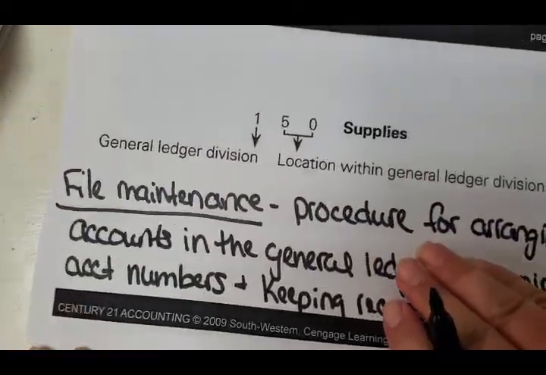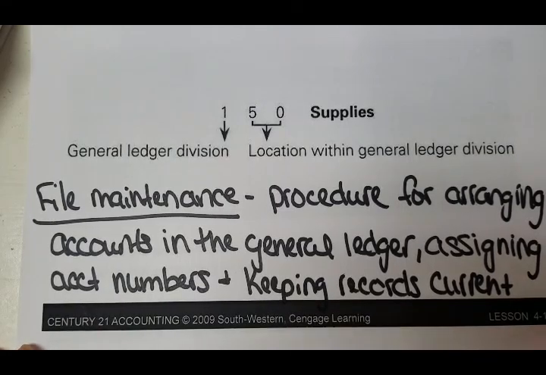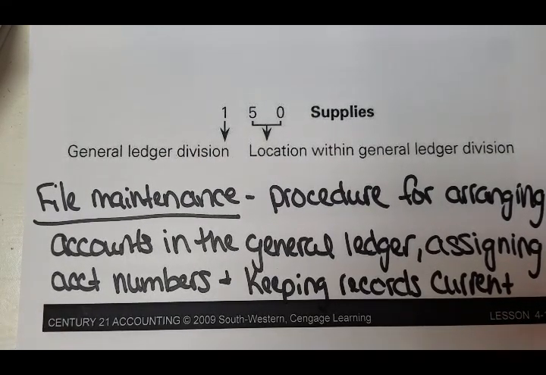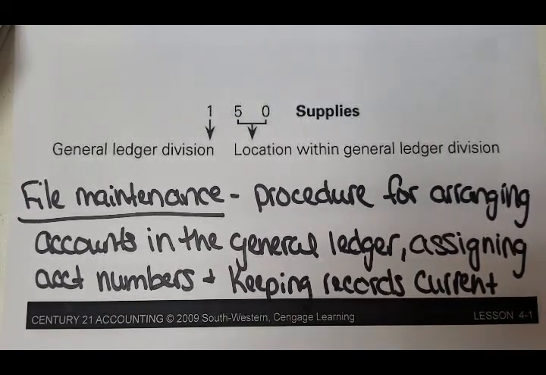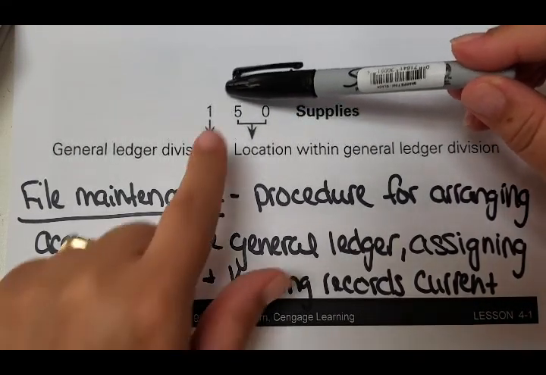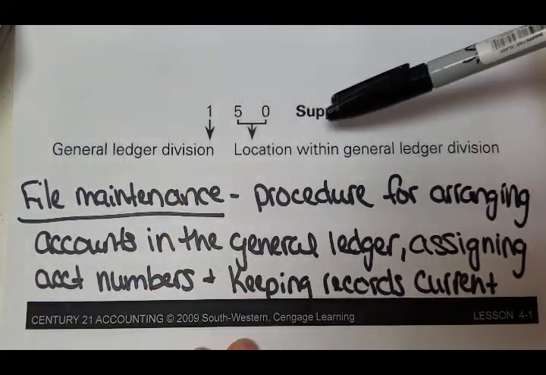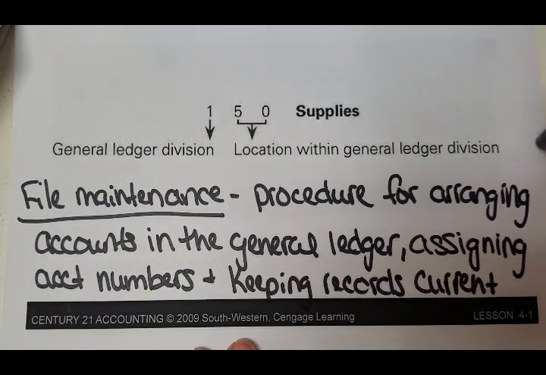So file maintenance is the procedure for arranging accounts in the general ledger, assigning account numbers, and keeping the records current. So like I showed before, the first digit is going to represent the general ledger division, and the second 2 digits are going to represent the location within that general ledger division.